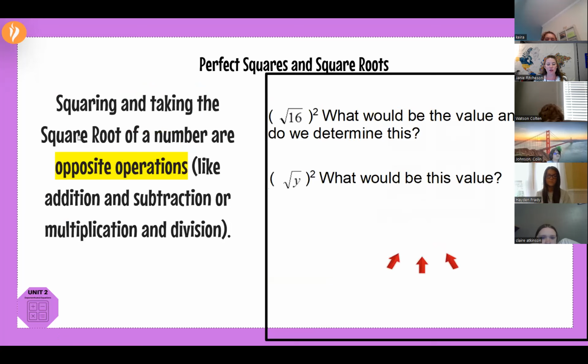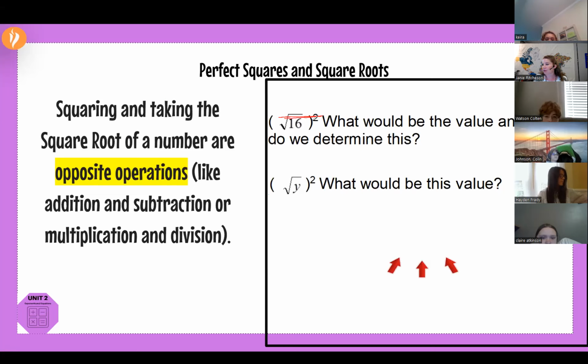It says squaring and taking the square root of a number are opposite operations like addition and subtraction. So if you ever see this symbol right here next to each other, if you are asked the square root of a number squared, basically, guys, that square root and the squared cancel each other out. So the square root of 16 squared is just 16. Okay? Think about the square root of 4 squared. Well, the square root of 4 is 2, right? And 2 squared is 4.